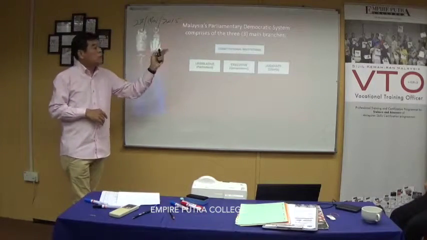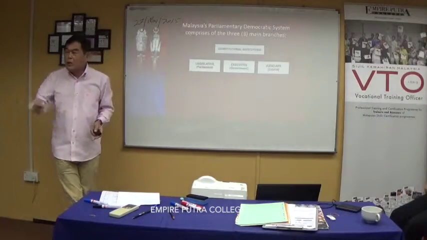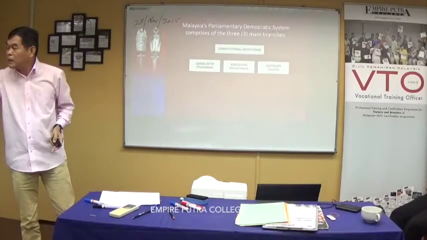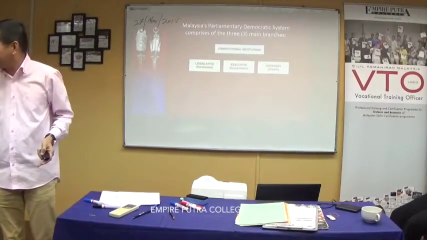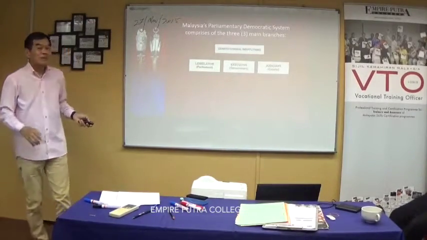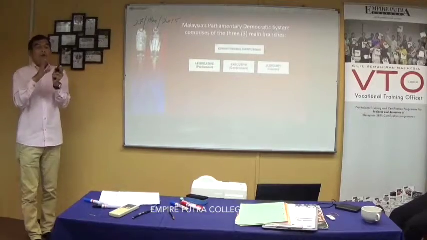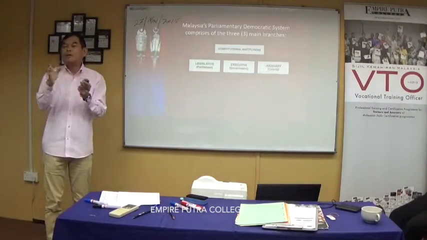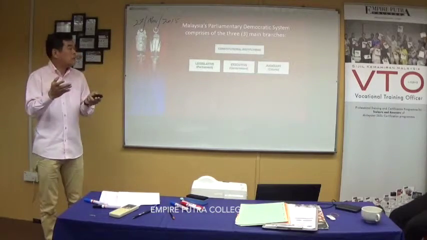legislative, executive, and judiciary. How many branches? 3. You're not paying attention. 3, okay. Why have 3 branches? Because of the separation of power, the check and balance system of the Westminster system that I mentioned earlier.